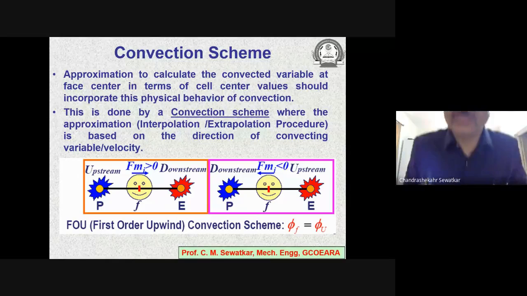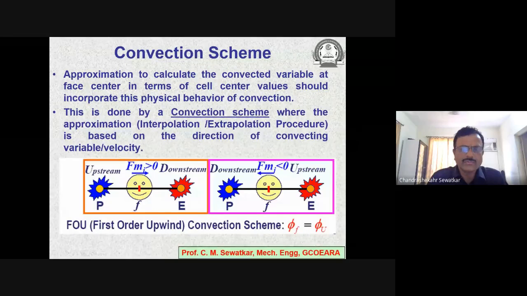So when we talk about the first order upwind scheme, we assign the value of the upstream cell center to the face of the control volume. So phi f is always equal to phi u. When the flow is in the positive x direction, this phi f will be phi p. When it is in the negative x direction, phi f will be phi e.